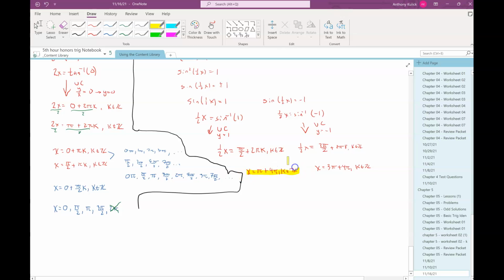So this first solution contains things like 1 pi, 5 pi, 9 pi, etc., right? All of those answers lie there. So I don't need this answer at all. We've already accounted for everything there. You guys agree with that?